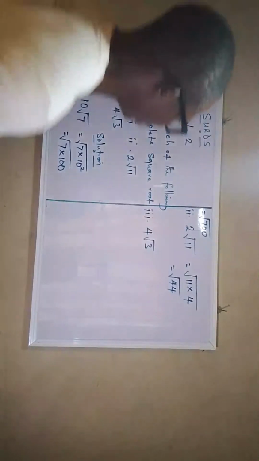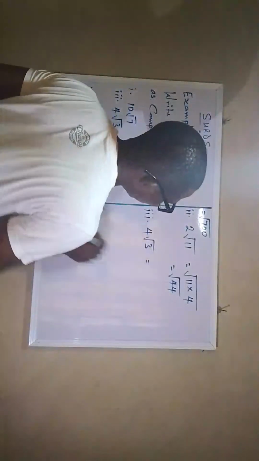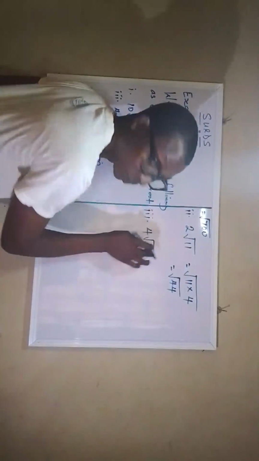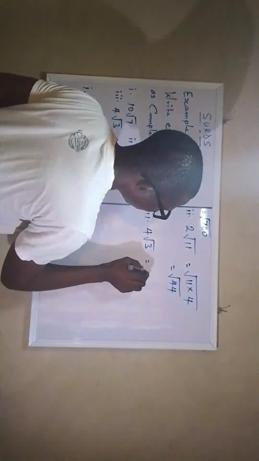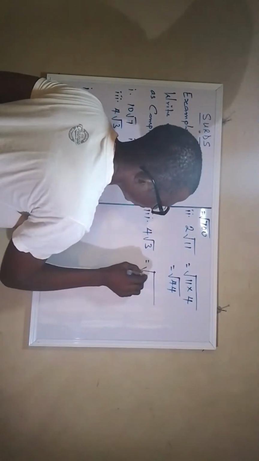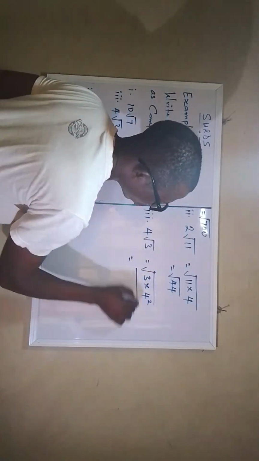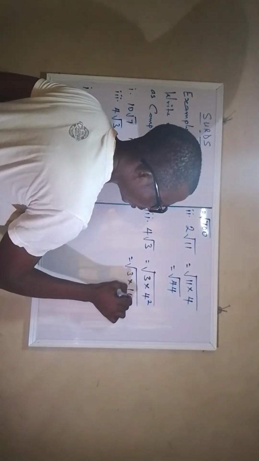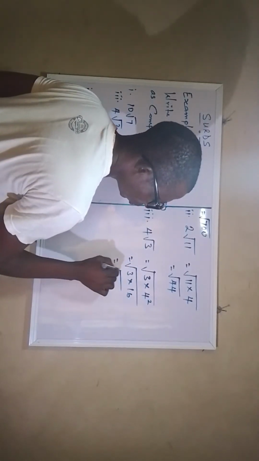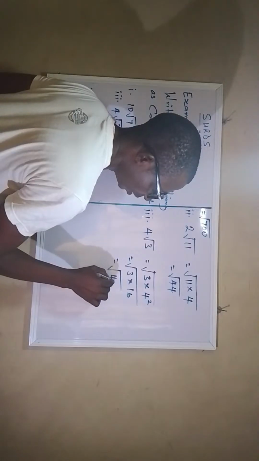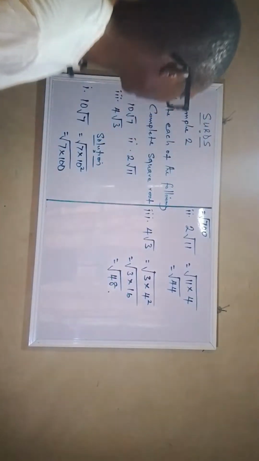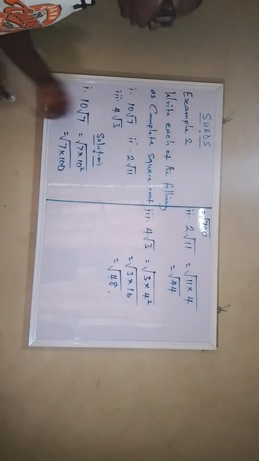Okay, now let's look at the third one. The third one is what? This comes in, becomes square root of 3 times 4 square. And that's going to be square root of what? 3 times 16. The answer is going to be square root of 48. So that's going to be the answer to this problem.